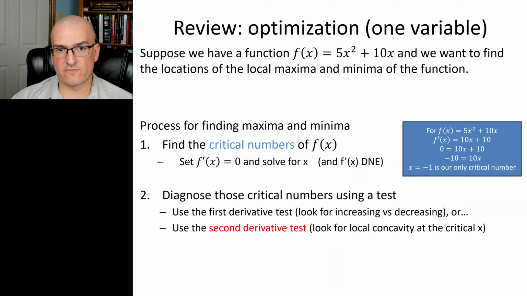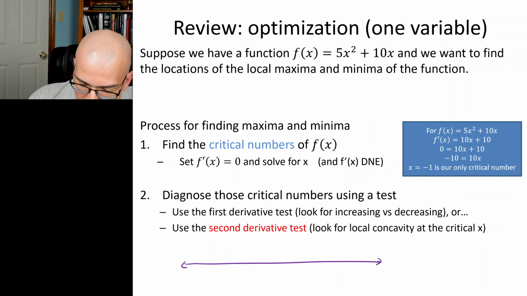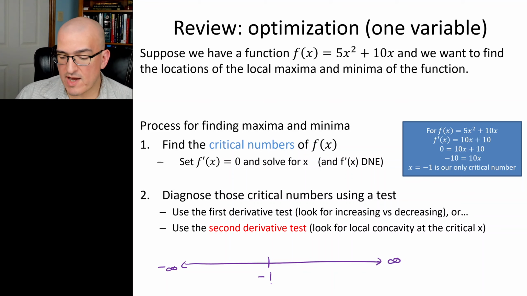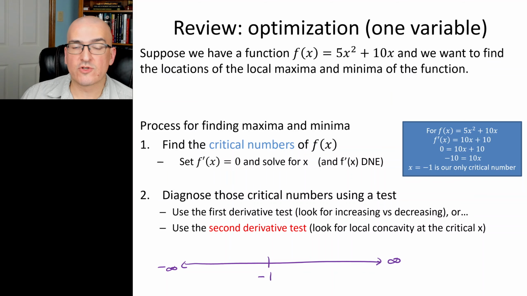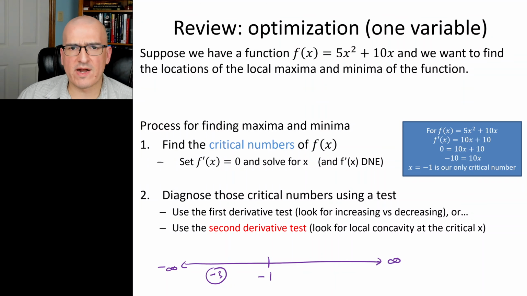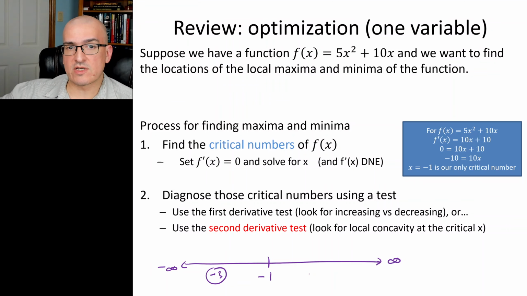The first method is the first derivative test, also called the increasing-decreasing test, and it works as follows. We would draw a number line, or our number line would span the domain of the function. We would cut the number line at our critical number. We would choose a test value to the left of the critical number, and it could be anything like -3 or -10 or -1 million. And we choose a test value to the right of -1, let's say 5.